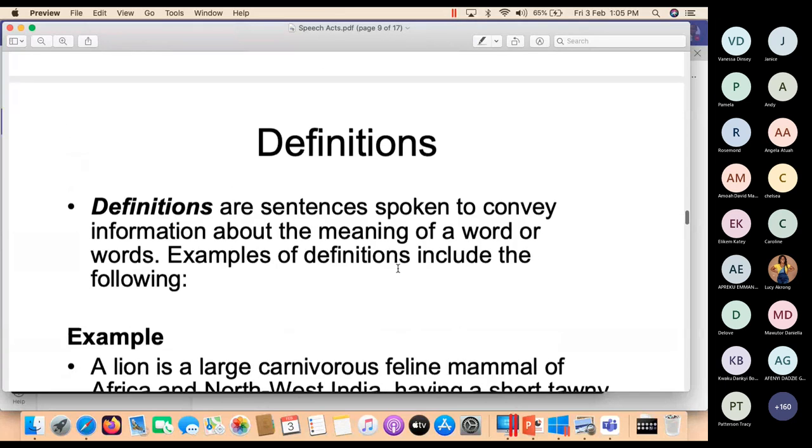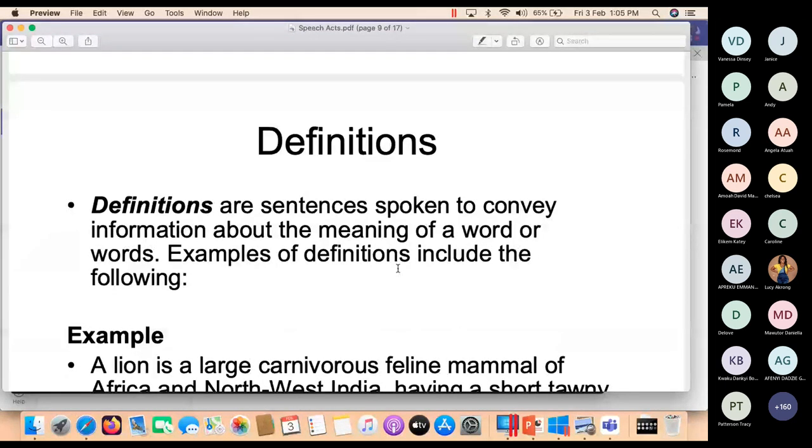Then you have definitions. Definitions are sentences spoken to convey information about the meaning of a word. So, sentences that provide information about the meaning of a word or words. So the function of definitions is to provide what? Meaning.